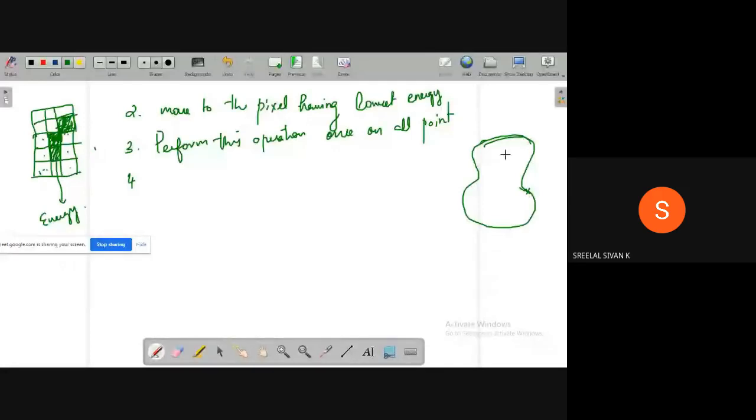So here we have an initial pixel. You have to compare that pixel with its neighborhood pixels, and whichever has the lowest energy, the snake will move to that pixel. Again you have to repeat this step. Perform this operation once on all points on the boundary to complete one iteration of the snake algorithm. You take the starting initial pixel and compare with the next pixel.